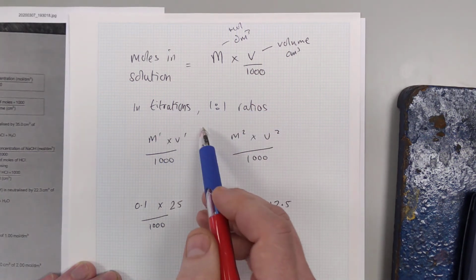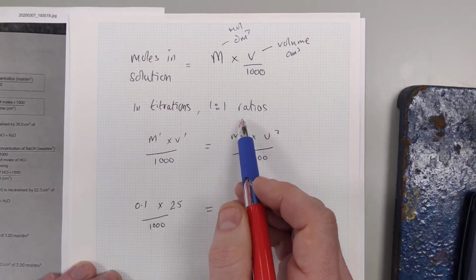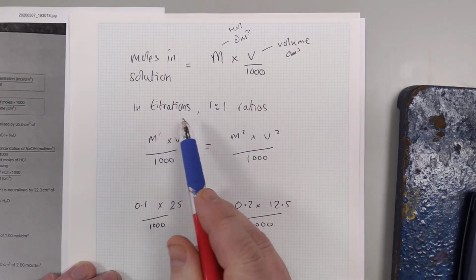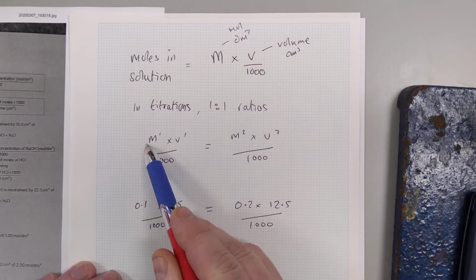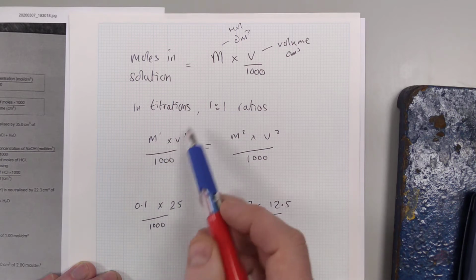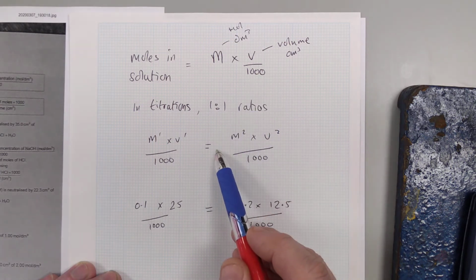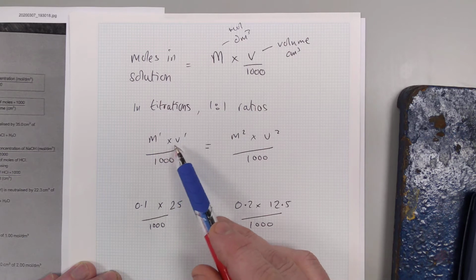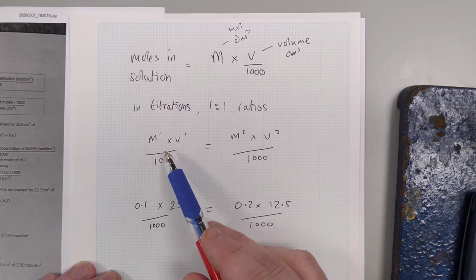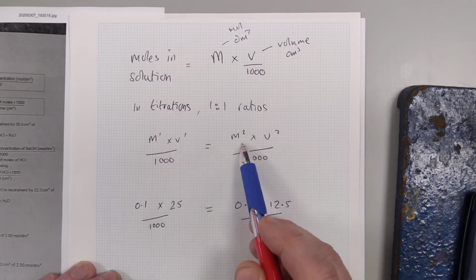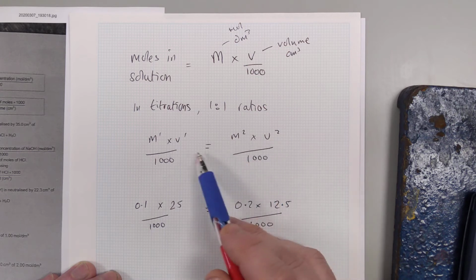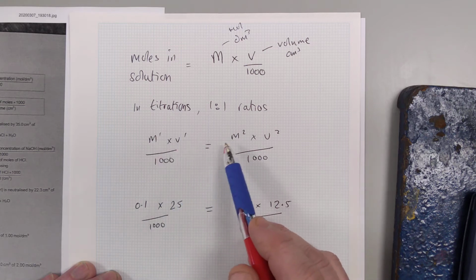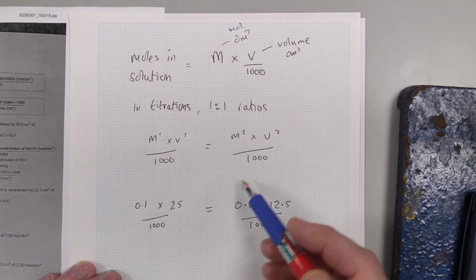So in the titration, certainly the 1-to-1 titration we're going to look at now, we can just use this simple idea that M1 times V1 over 1,000, which is just basically this, is equivalent to M2 times V2 over 1,000. The M1 and the V1 are just basically either the acid or the alkali, and the M2 and the V2 is the acid or the alkali. So if we've used the acid here, calculated the number of moles of the acid in a 1-to-1 ratio, that should equal the number of moles of the alkali.